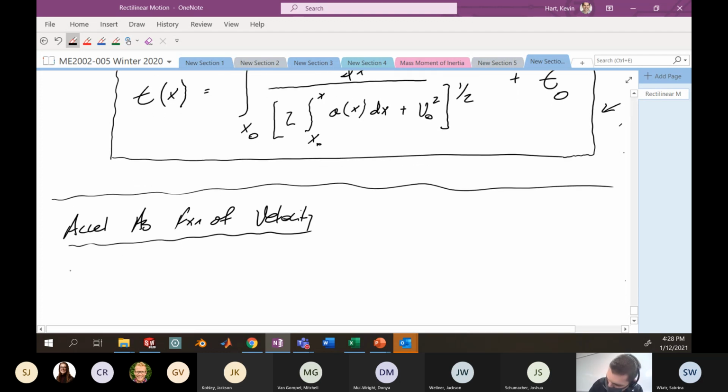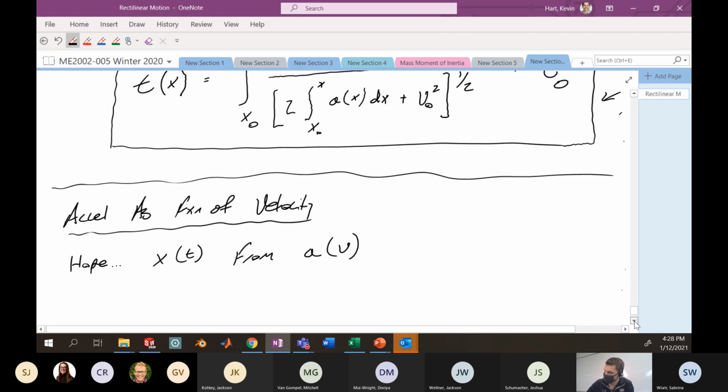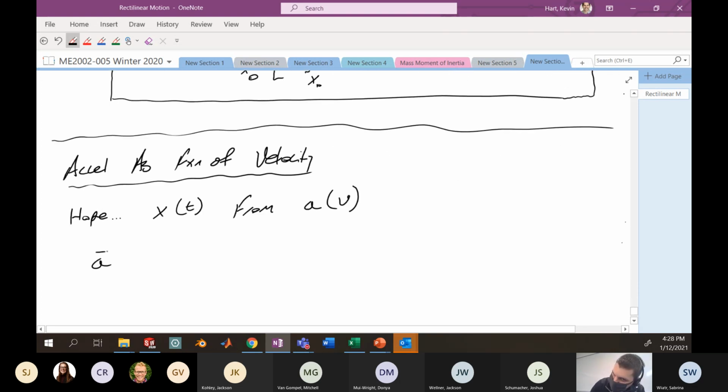And again, our ultimate hope is to get position as a function of time from acceleration as a function of velocity. Strange. Remember my acceleration? Looks something like this. Sorry, we're given acceleration as a function of velocity. So you happen to know what your acceleration is as a function of your velocity.